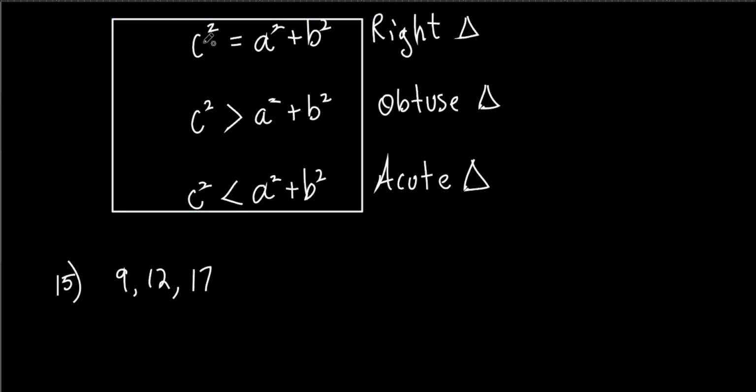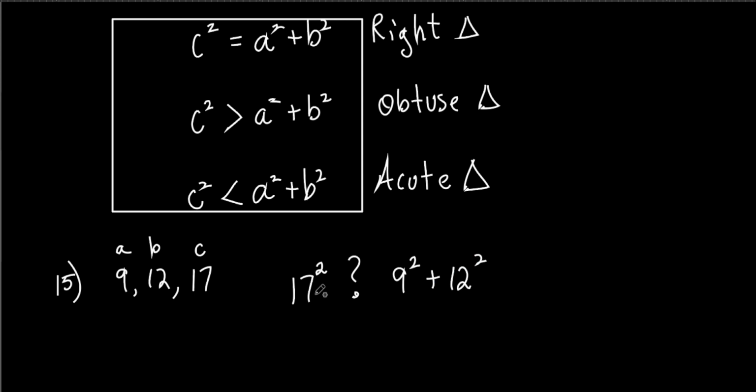So first of all, we take the c. Which one is the c in this situation? It's the 17, because it's always the biggest one. So this is the a and this is the b. Let's take the biggest side, which is 17, and we're going to square it and then compare it. I'm going to put a question mark because I don't know yet if it's equal, less than, or greater than. Then I square and add up the other 2 sides. Let's do it in order. Take the 9 and square it, and take the 12 and square it. And now we're going to compare.